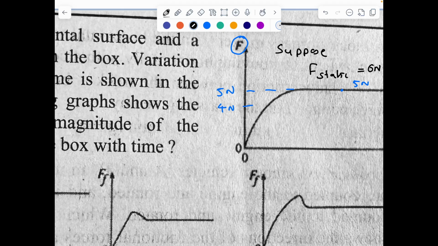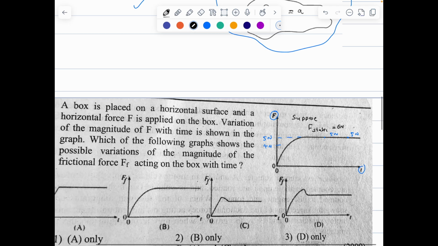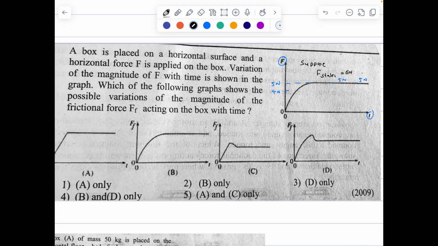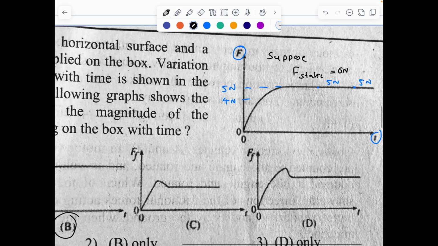Then whatever happens to the external unbalanced force should happen to the friction, if the external unbalanced force is less than the static limiting friction. So one possibility is for the friction to vary like in B. The same variation of the force can be the same variation of friction, because what if this variation of the forces that they have depicted is less than the maximum possible value of friction? So give it a thought.